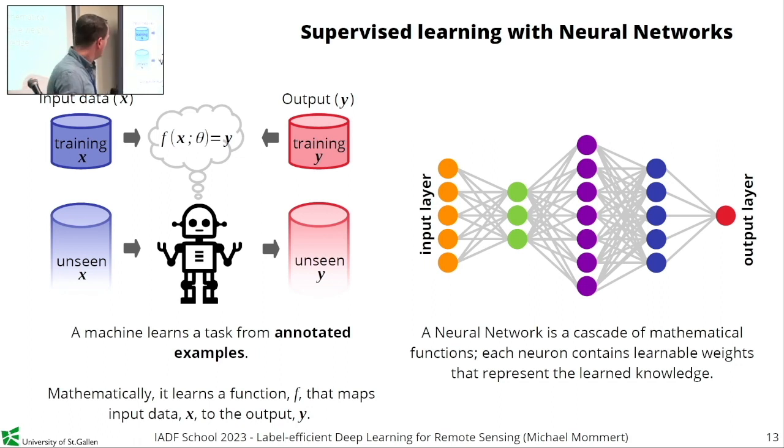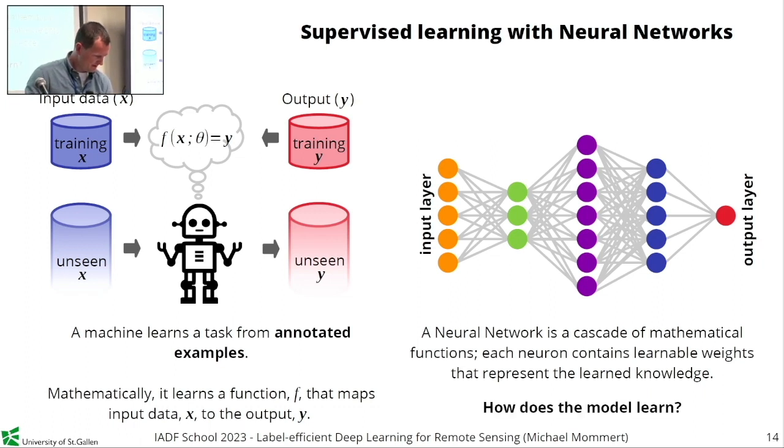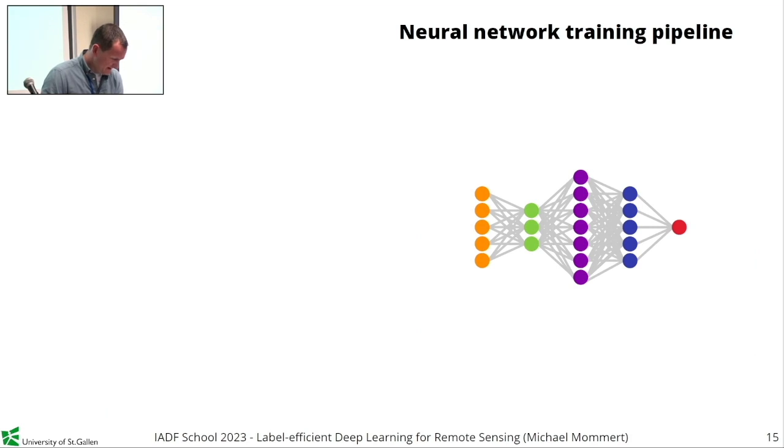Okay, so we know what we want to do. We know what architecture we want to use. So the question is now, how can we make the model learn? So how can we make the model adjust those parameters in such a way that it can actually solve a task? And there's a pipeline, and basically probably in the next half hour at least, we will build up this pipeline in PyTorch so that we can use a model to do supervised learning.